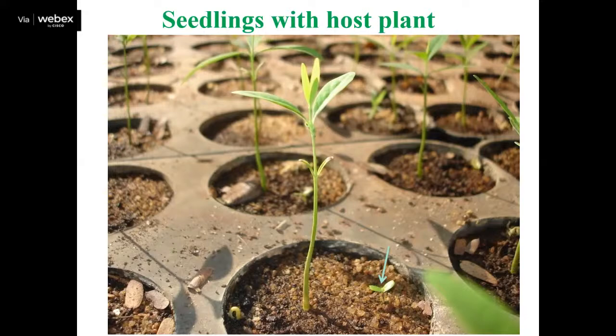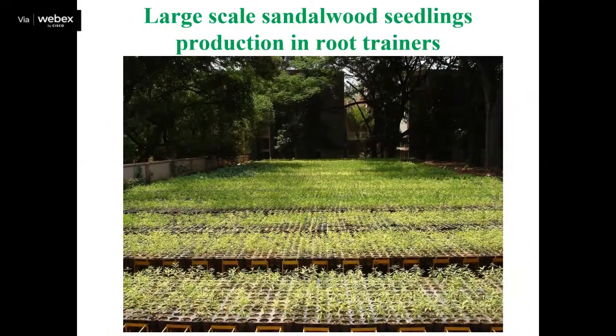You will find the Cajanus cajan germinating in the root trainer. These are all the seedlings raised in the root trainer. The advantage of root trainer is you can have more seedlings in a 1 square meter area, whereas polythene bags will occupy a lot of area. And in the root trainer, the roots will not overgrow. The length of the roots will be retained within the root trainer, and there will be good aeration. The only thing is, it is a little more costly than what you use in polythene bags.